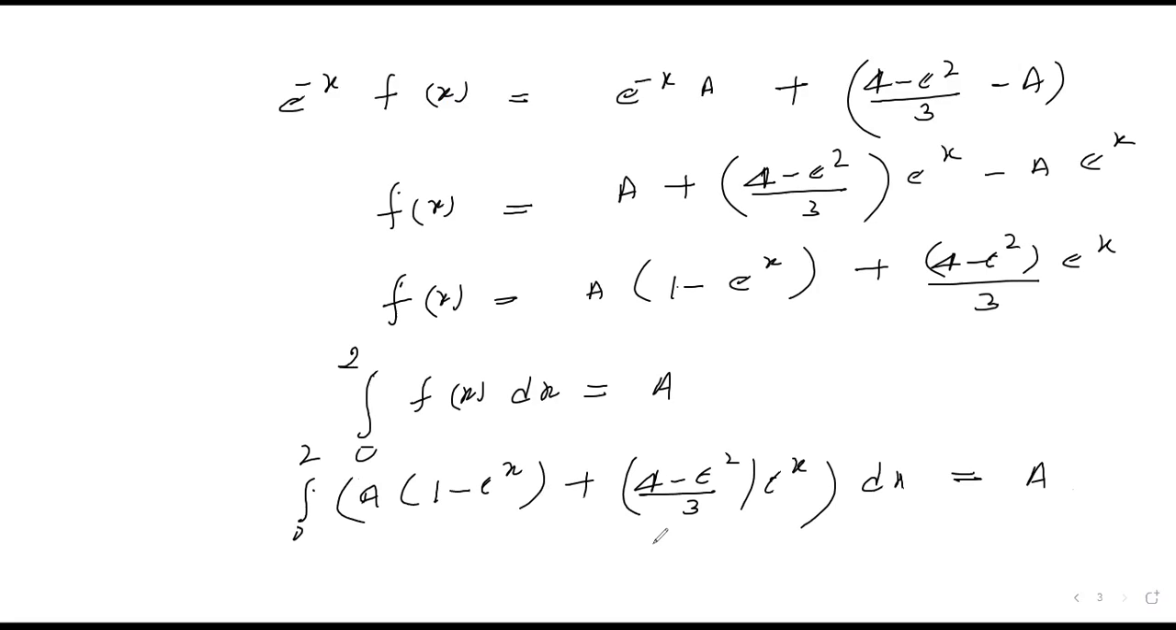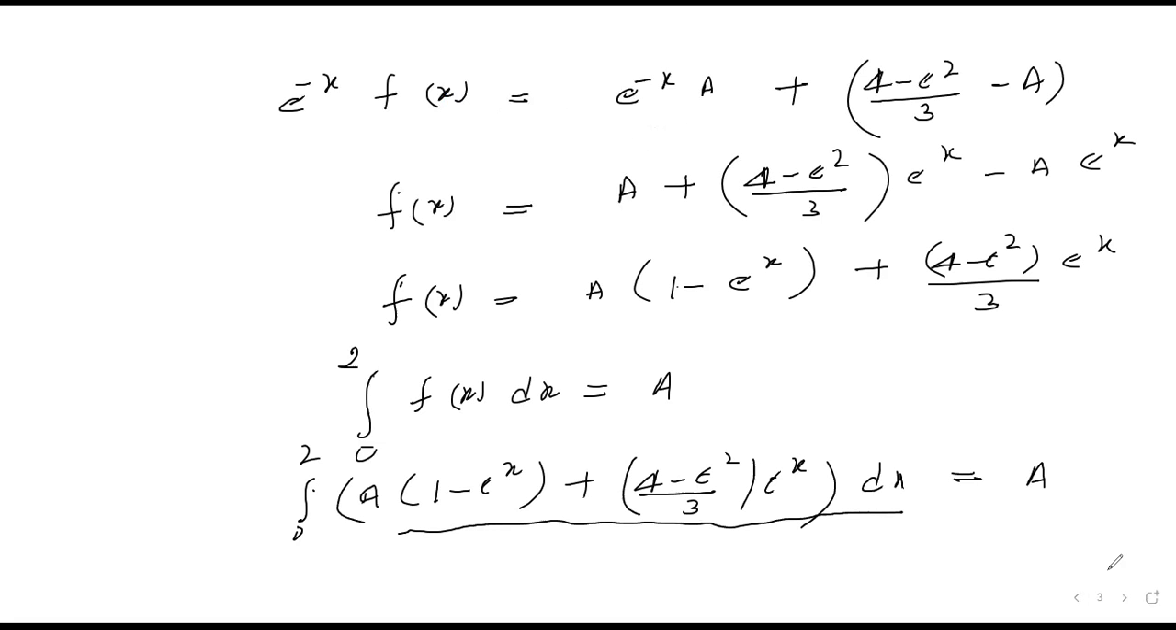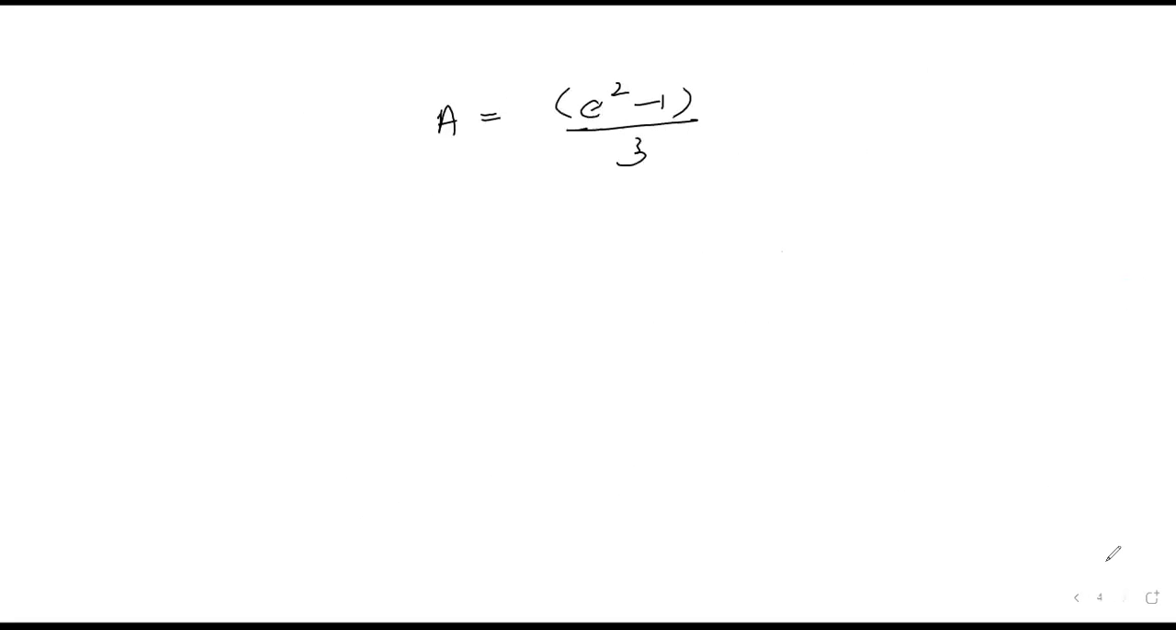Now after solving this overall integral, it's a quite simple integral. You will get capital A equals (e square minus 1) divided by 3. So now finally our function is, basically we have to put capital A here, right? Let's suppose this is equation number 2. Now as we put capital A here in equation number 2, we will get our function.